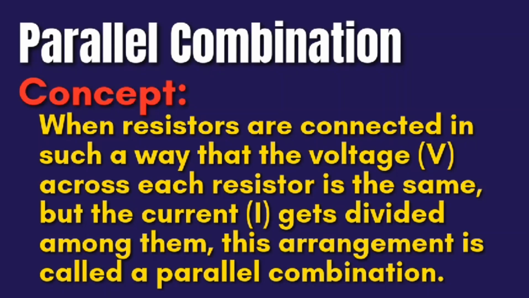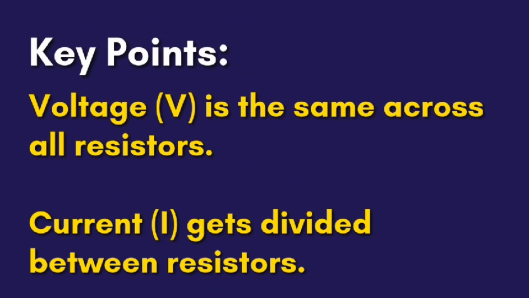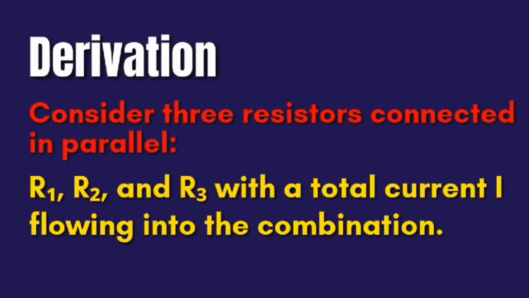Parallel combination. When resistors are connected in such a way that the voltage V across each resistor is the same, but the current I gets divided among them, this arrangement is called a parallel combination. Its key points are: voltage is same across all resistors, current I gets divided between resistors. Now let's move towards its derivation. Consider three resistors connected in parallel, R1, R2 and R3 with a total current I flowing into the combination.